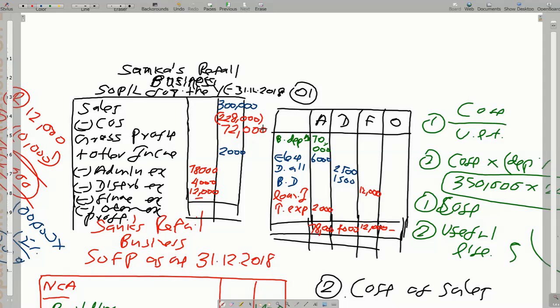Then there is other income, that means discount received. Then 72,000 plus 2,000, 74,000, no? 74,000 is there. So that is the total income. Now we are having our expenses, right? 78,000 is there, 4,000 is there, 12,000 is there. That is all our expenses. 94,000. That means here all the expenses 94,000.